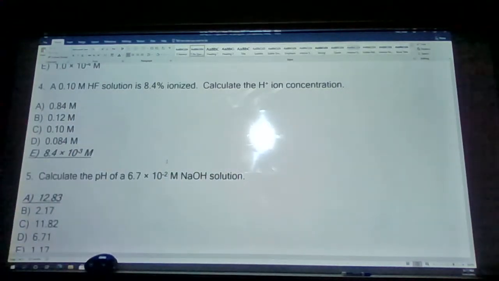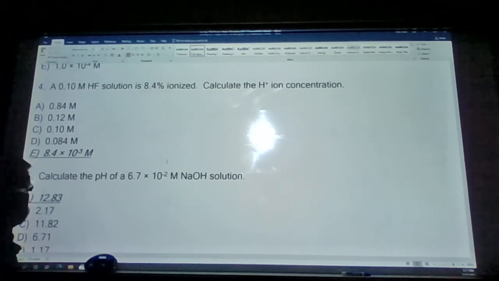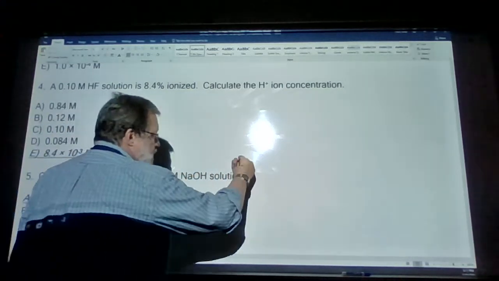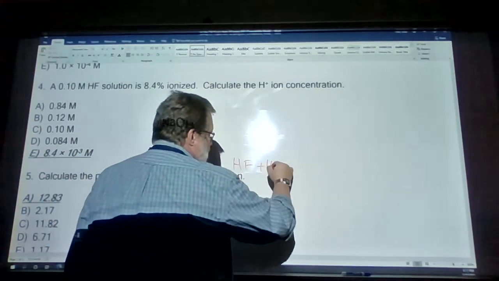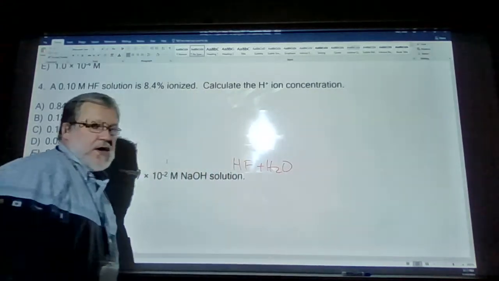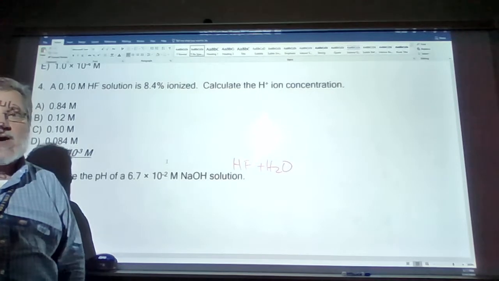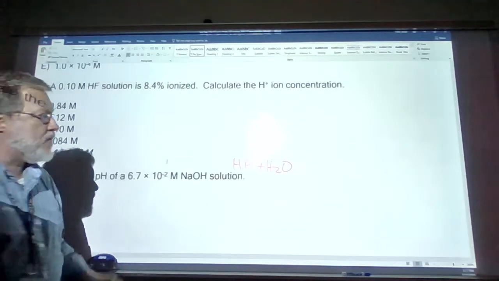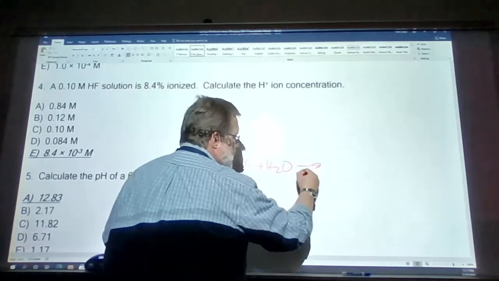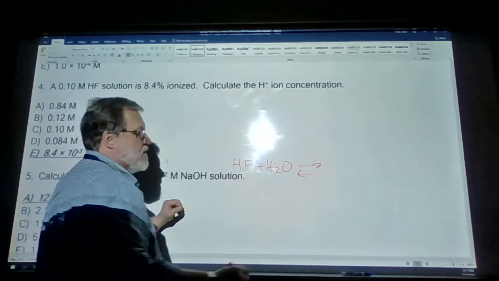A 0.1 molar HF solution is 8.4% ionized. Calculate the H plus ion concentration. Let's write the reaction down. HF plus H2O. Do we write the arrow in one direction only, or do we write the equilibrium arrow? We write the equilibrium arrow, or equilibrium arrows.